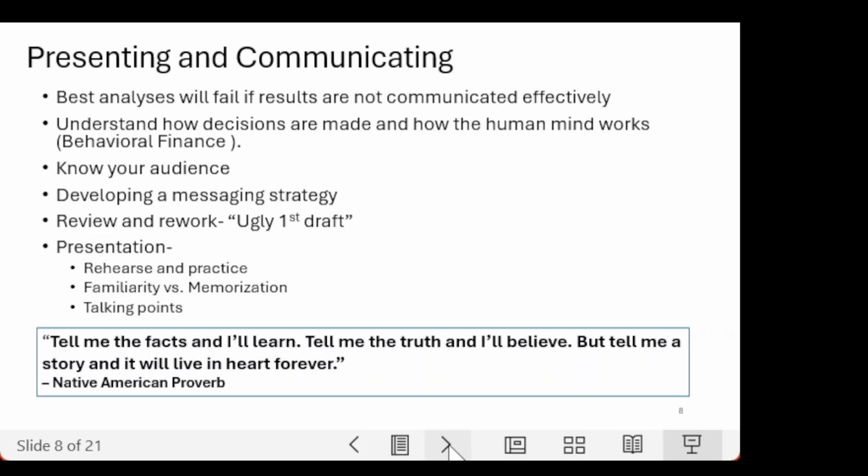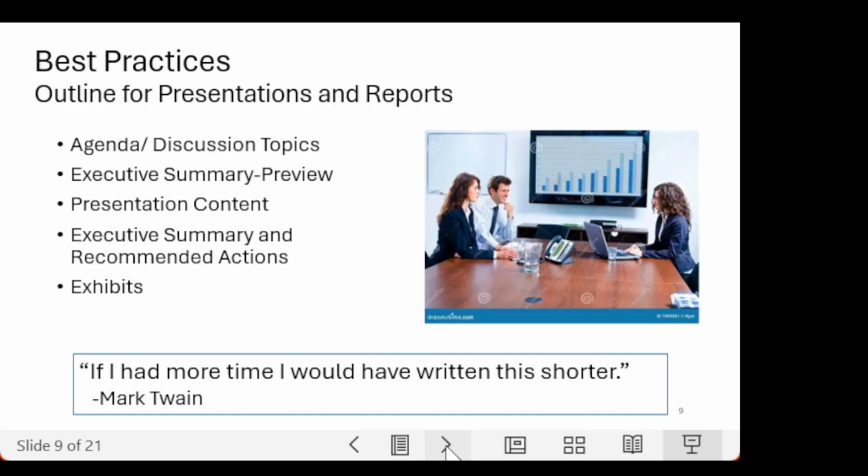And I like the Native American proverb listed here below. Tell me the facts and I'll learn. Tell me the truth and I'll believe. But tell me a story and it will live in my heart forever. So clearly being able to create something that is memorable and that includes anecdotes and key elements will make this live on forever, or at least long enough for you to achieve your objectives.